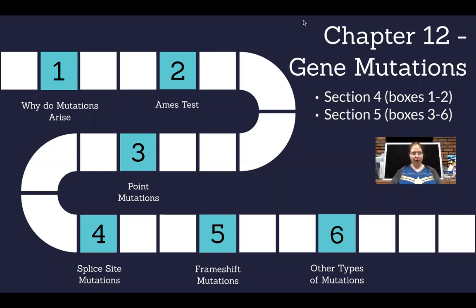So for 4, we're going to talk a little bit about why mutations arise. And for 5, we're going to talk about actual types of mutations. So let's get ready to rumble, shall we?